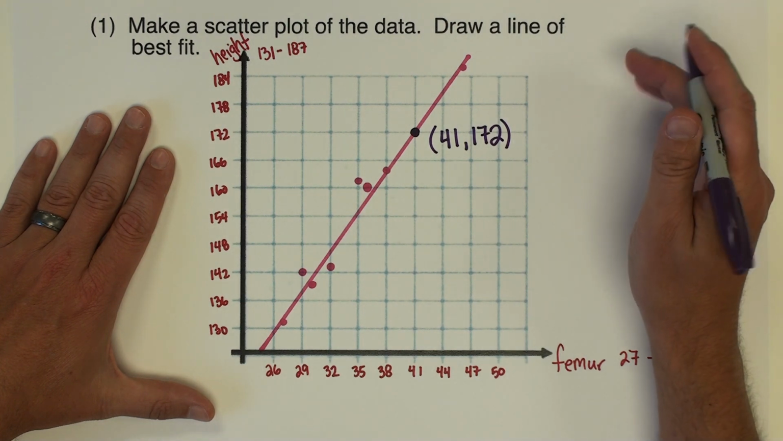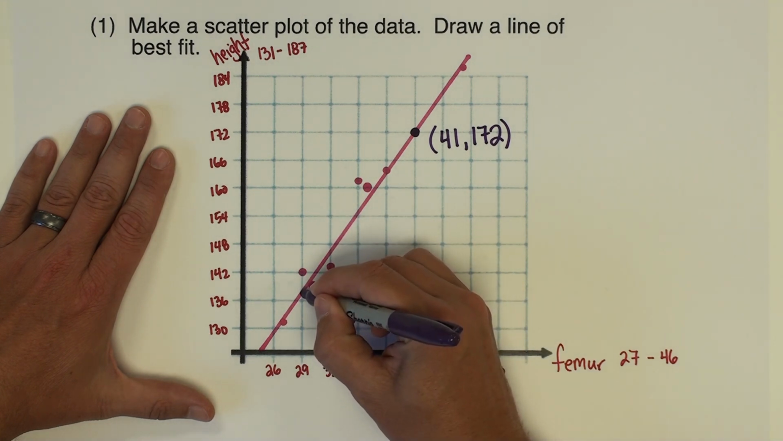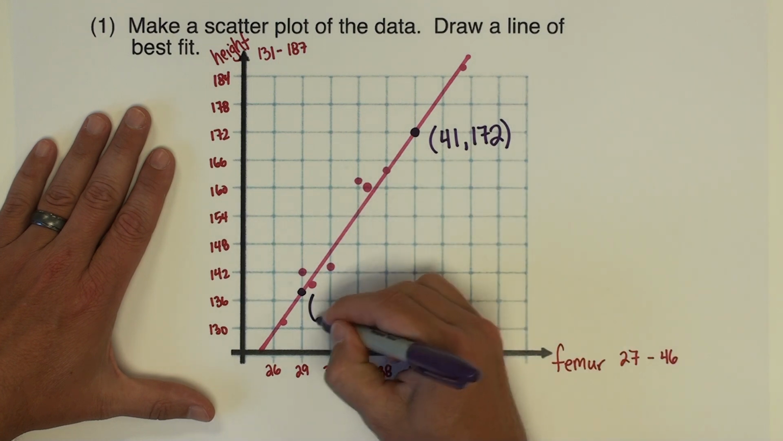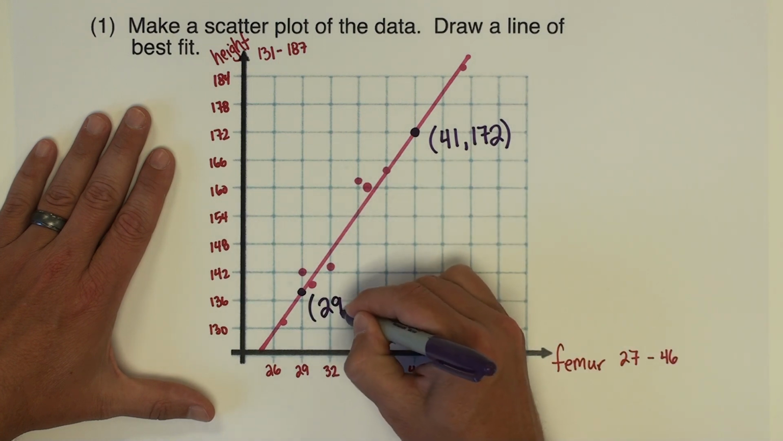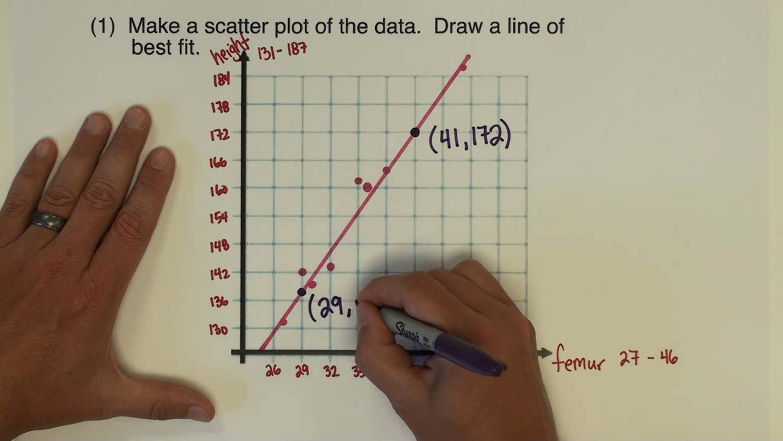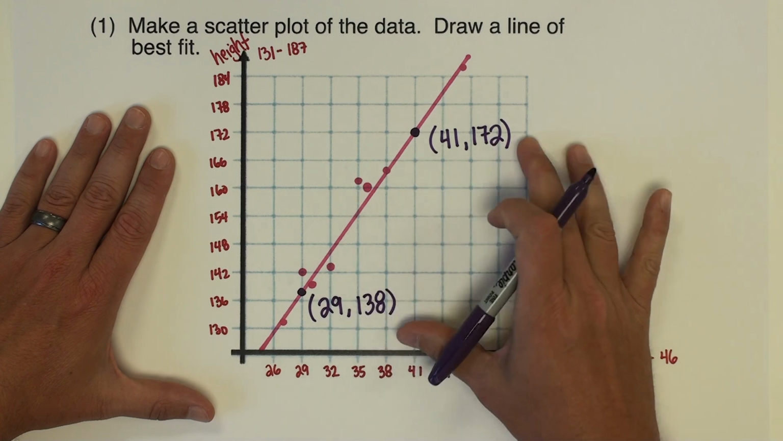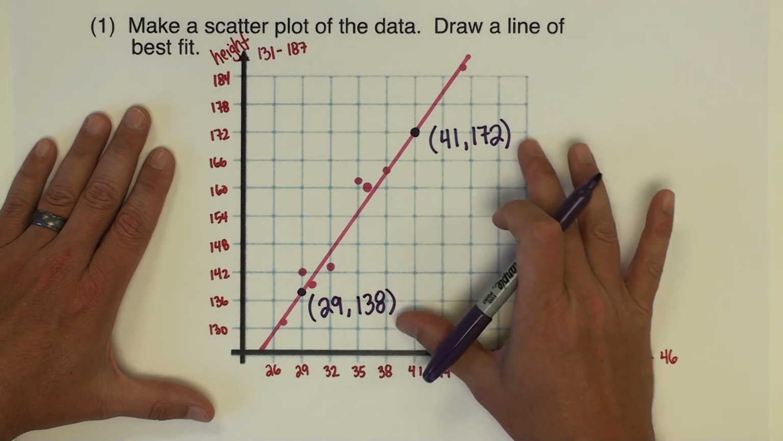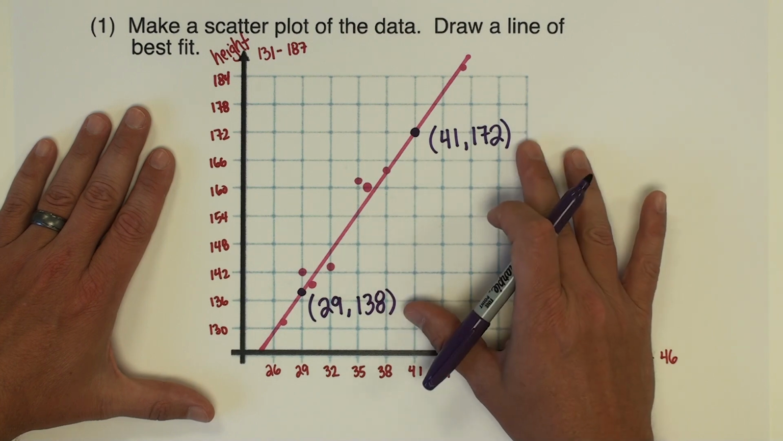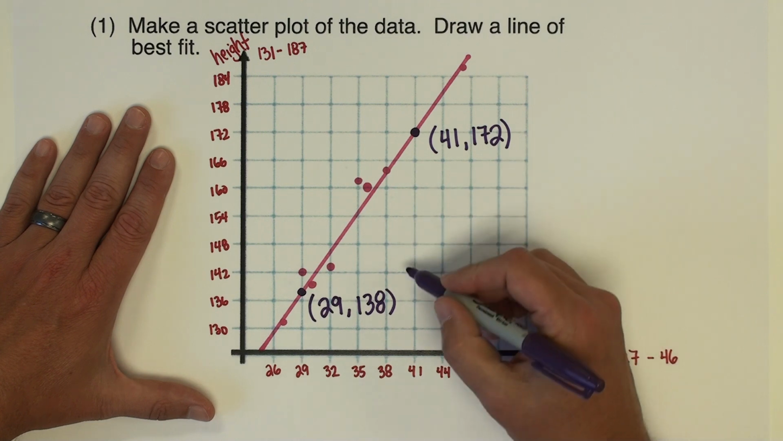And if I come down here, maybe this point down here, but again, you can pick any point you want. That point looks to be 29, and I'm going to call that maybe 138. Okay, so there's my 2 points. I'm going to use those 2 points to find the slope. Let's just do that right here on this slide instead of transitioning back to the other slide.